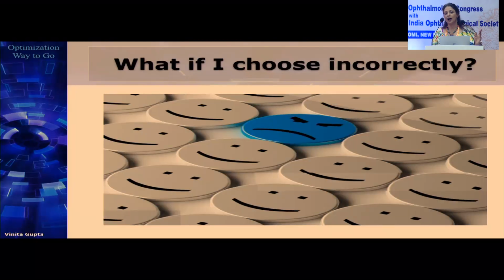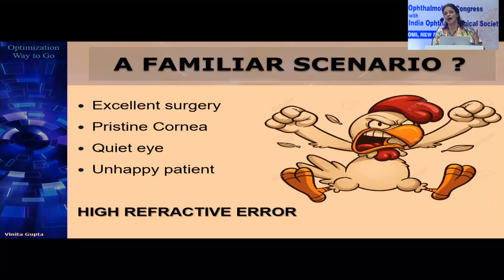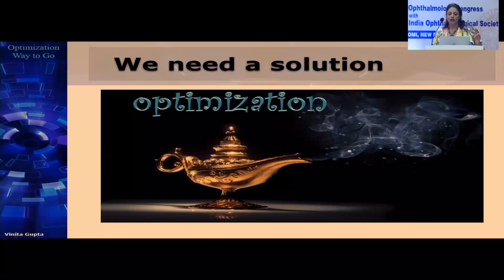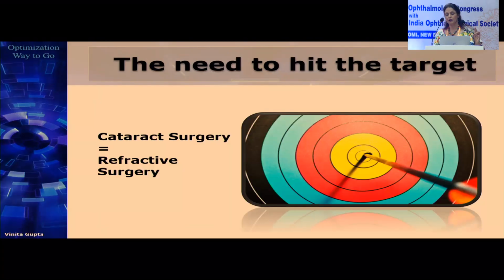So what is happening? Because of these inherent problems, I may be choosing incorrectly, and I may land up with a patient where I have done an excellent surgery, my cornea is pristinely clear next day, the eye is quiet, but the patient is still unhappy. This is because he has landed up with a high refractive error. So what do I do? The need is optimization, because as Vinita said, not just toric IOLs, every cataract surgery is now a refractive surgery.